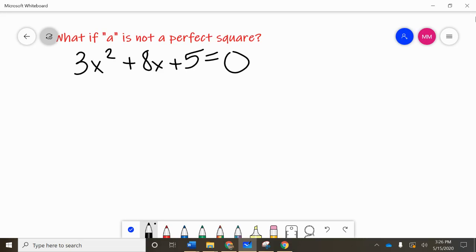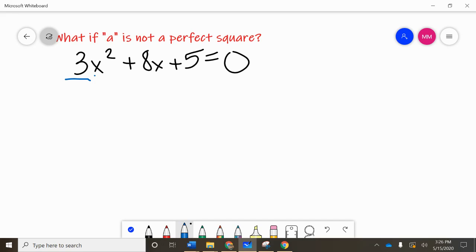So what happens if A is not a perfect square? For example, in the equation 3x squared plus 8x plus 5, you can see that 3 is not a perfect square. So to start just changing this to create a perfect square with our C, it wouldn't work. So how can we change our 3 into a perfect square?